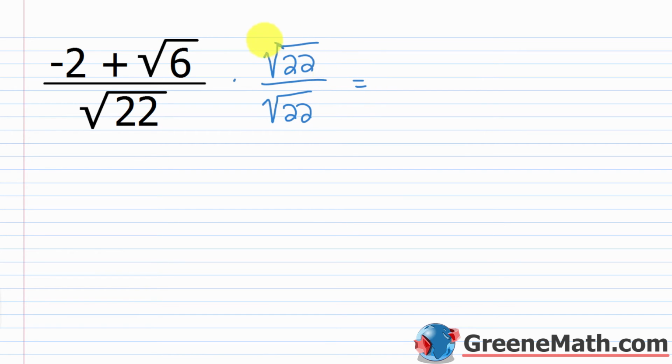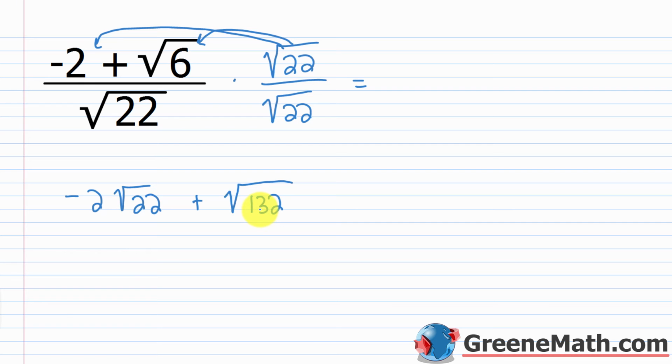And remember, I'm going to multiply this by both terms. So my numerator becomes what? Negative 2 times the square root of 22 plus we'll have square root of 6 times square root of 22. That'll be the square root of 132. And of course, we can simplify that, and we'll do that in a minute.